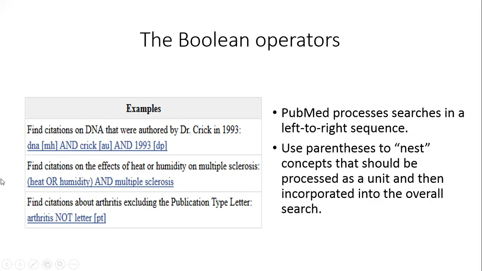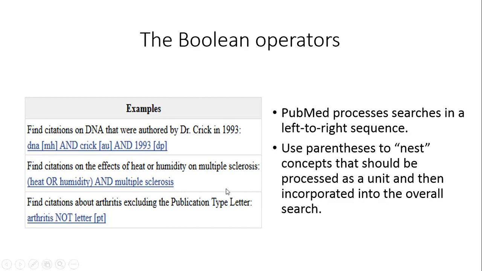For example, if you want to find citations or papers on the effect of heat or humidity on multiple sclerosis, you would create a query in parentheses. This parenthesis would be executed first. In parentheses, you would give the term heat or humidity. This would first find all the articles which contain either heat or humidity, and then it would be ended with multiple sclerosis. In this way, by using parentheses, you can nest your queries.